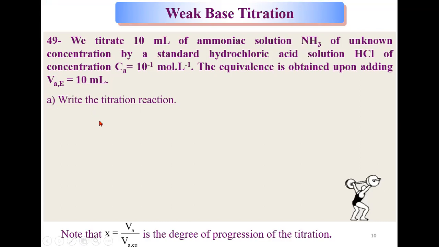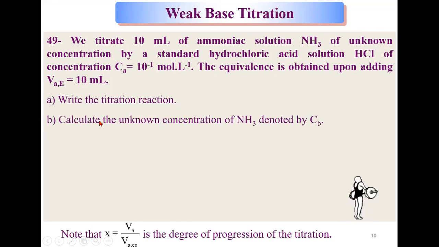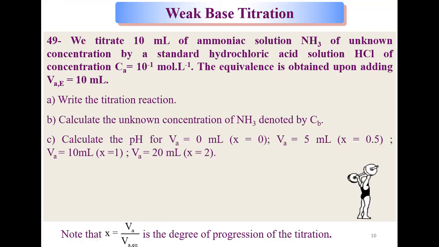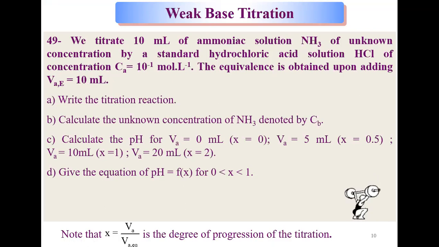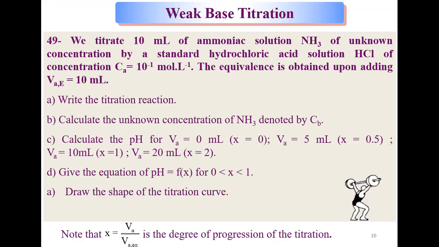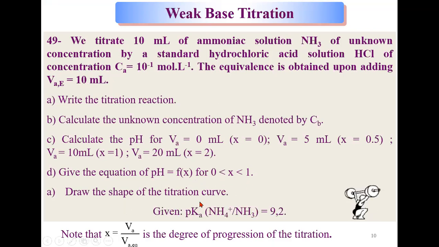Some of the questions that were asked: what is the titration reaction, and calculate the unknown concentration of the ammonia. And then, after different volumes of added acid, what would the pH value be? Give the equation again for pH as a function of x for just the buffer region, and draw the shape of the titration curve. Okay.